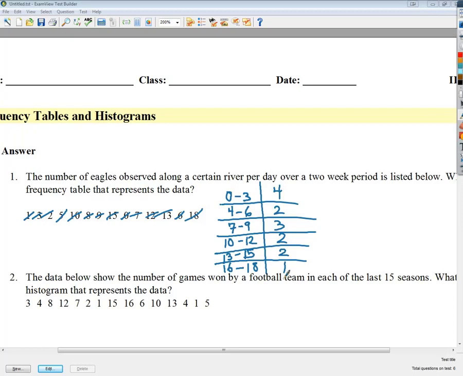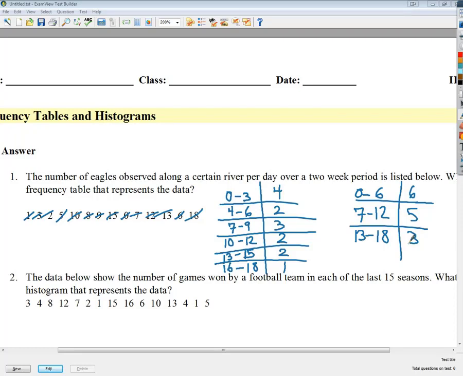If I wanted to combine groups together, like maybe I did 0 to 6, and then 7 to 12, and then 13 to 18, I would do 6 for this one, 5 for this one, and 3 for this one. Now, depending on what I'm trying to figure out, either one of those is a good frequency table. It just depends on what the overall outcome is supposed to be.